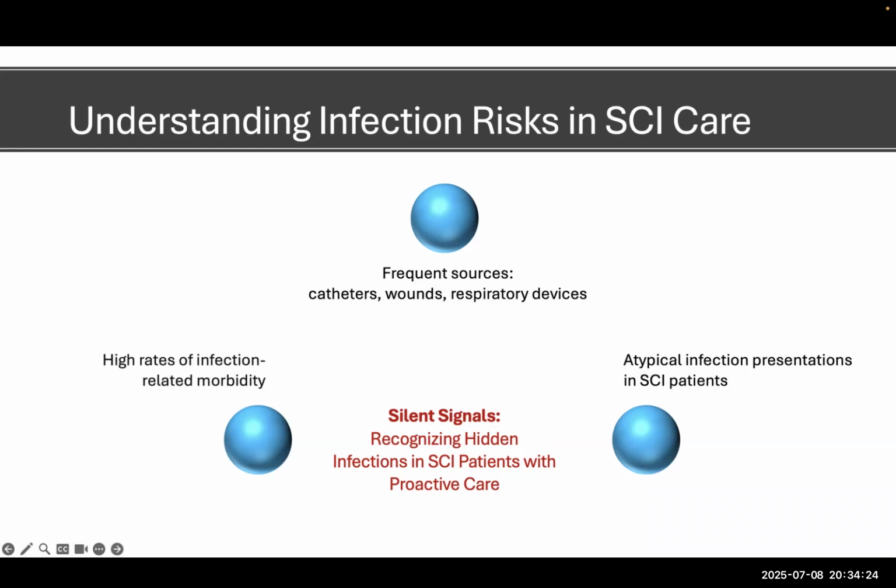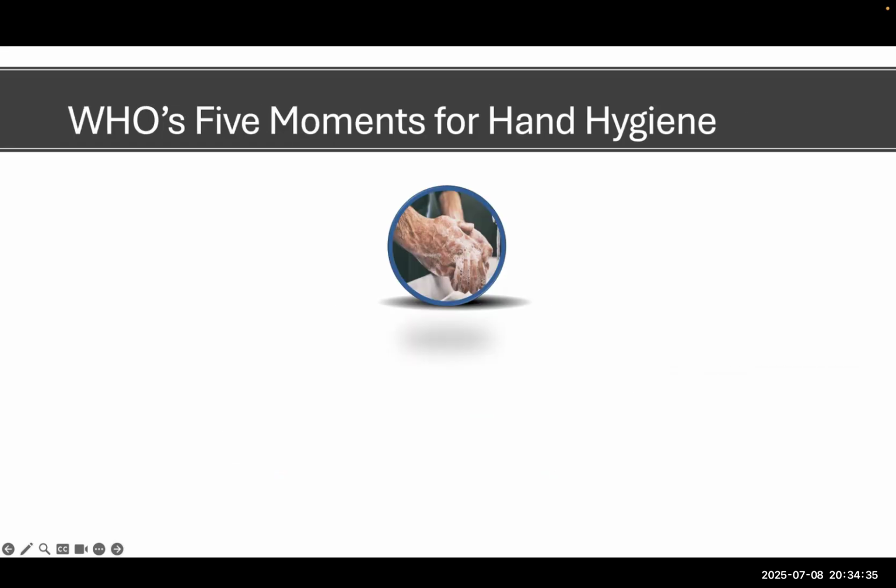Infections in SCI populations are linked to delayed wound healing, sepsis, or readmissions, underlining the need for proactive prevention through meticulous hygiene and observation. The World Health Organization, or WHO, identifies 5 critical moments for performing hand hygiene, each aligned with a specific point in patient care to interrupt the transmission of pathogens.